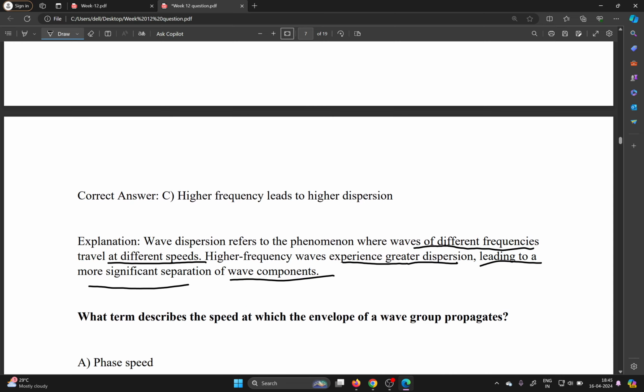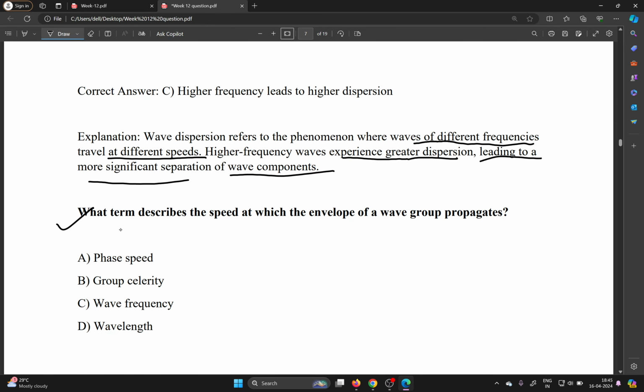If you think in your mind, you can visualize that if the frequency is more, that is, the number of cycles is more, and for a particular time of travel over the same distance, definitely your dispersion will be greater.